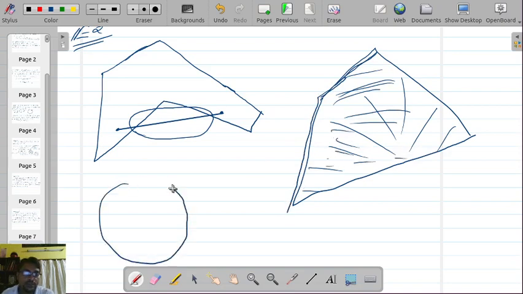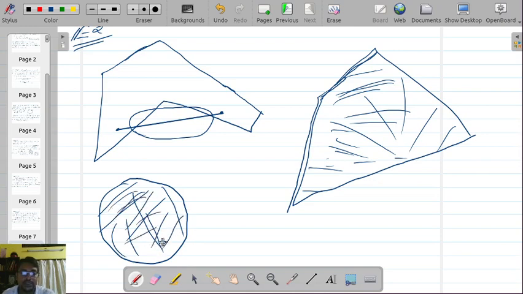What about a circle? Is it a convex set or not? Whatever lines you draw inside the circle, all these line segments will lie entirely inside C. So this is a convex set, this is a convex set, but this is not a convex set.